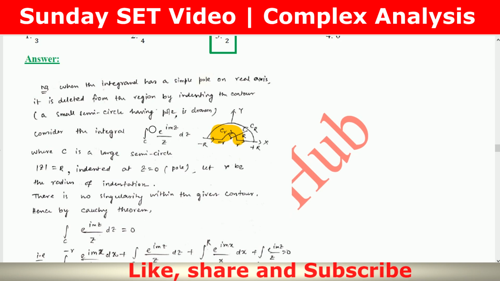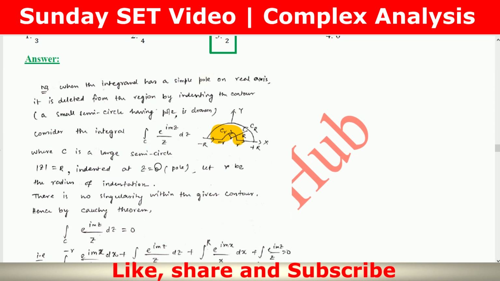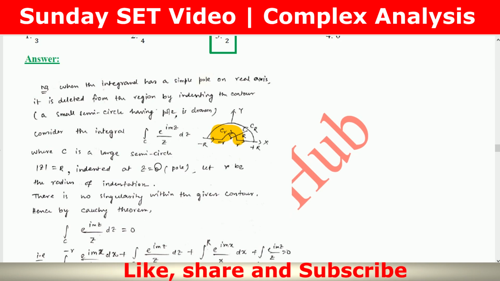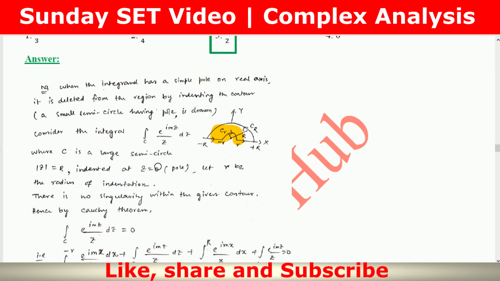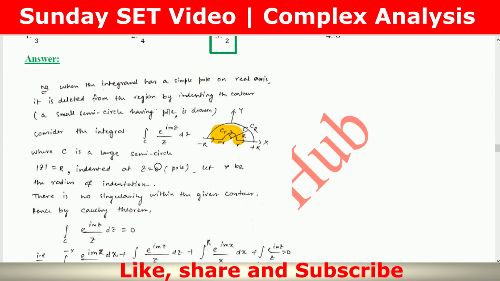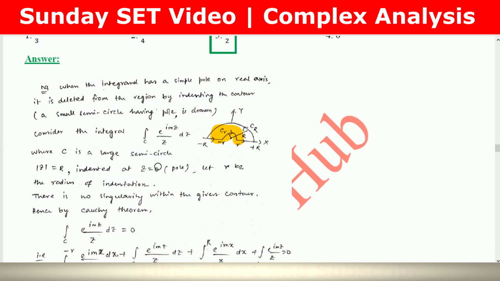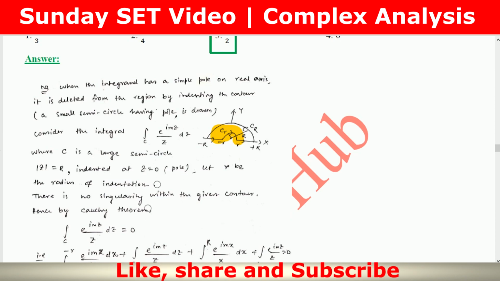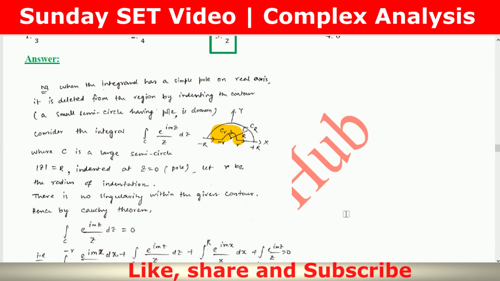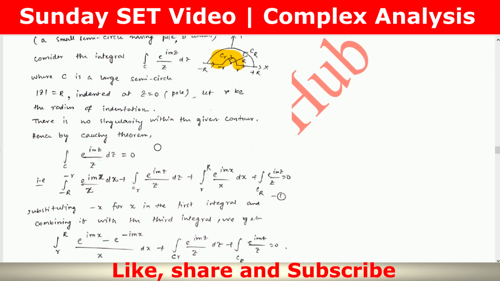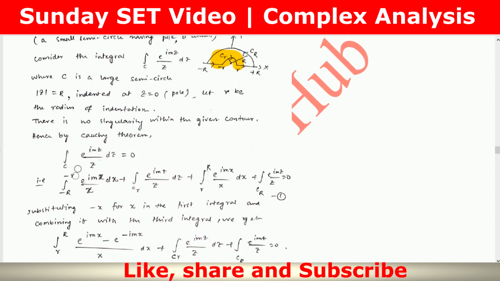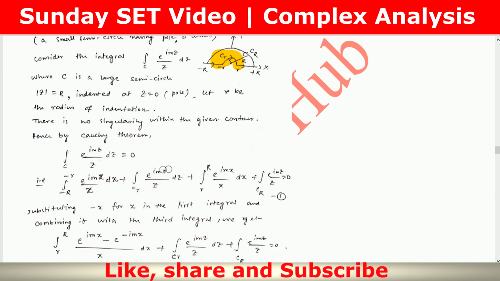Consider the integration over C of e to the power imz by z dz, where C is a large semicircle, mod z equals R, indented at the z equals 0 pole. Let r be the radius of indentation. There is no singularity within the given contour. Hence, by Cauchy theorem, integration over C of e to the power imz by z dz equals 0.